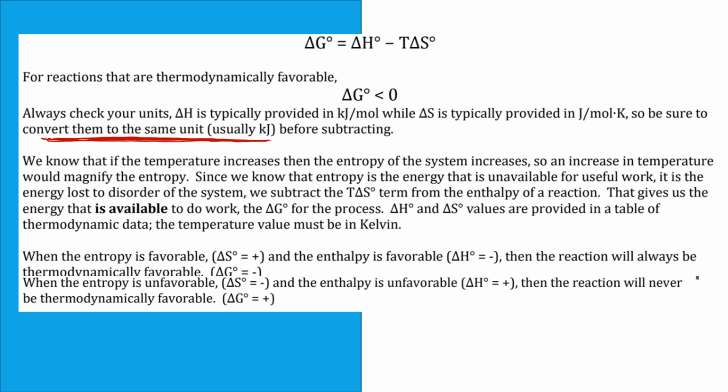Since we know that entropy is the energy that is lost to the system, unavailable for work, we can subtract the T times entropy term from the enthalpy of reaction. That gives us the energy that is available to do the work of the process. That's the Gibbs free energy.